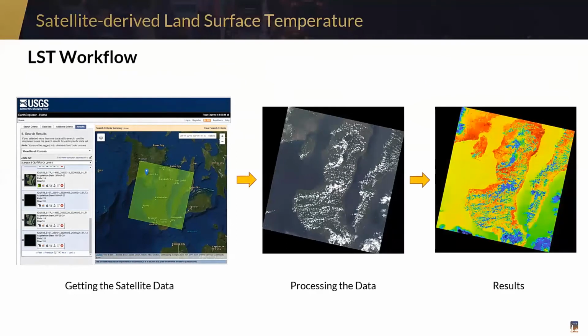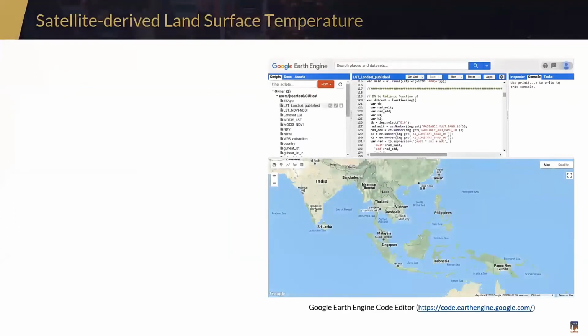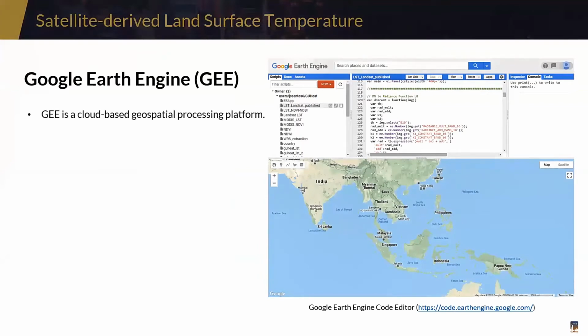So the project has two ways in generating the LST. So first is through the Google Earth Engine. So as you can see in this image, this is the interface of the code editor ng Google Earth Engine. So what is Google Earth Engine or GEE? So it is a geospatial processing platform na on the cloud. So meaning similar lang din with QGIS and ArcMap. However, we don't need to download or install yung software.